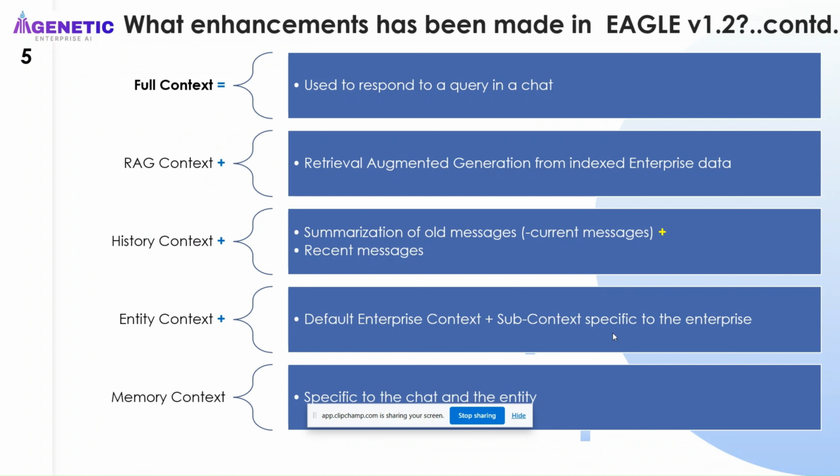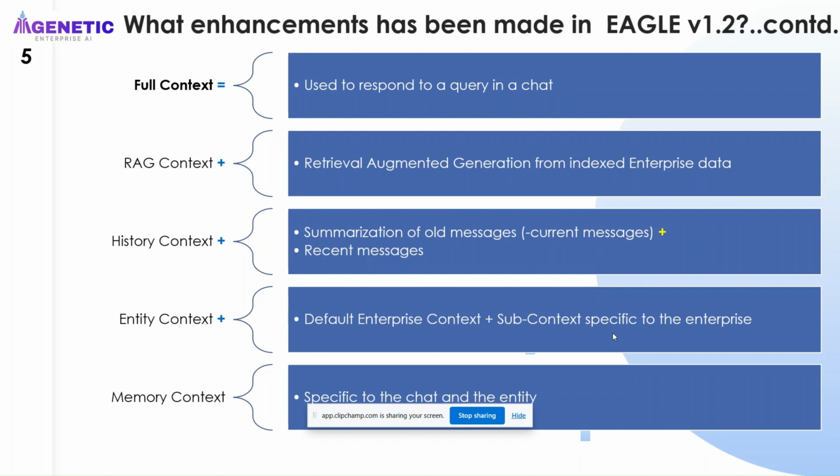Now, specific to the query which is raised, it finds the most relevant information out of that indexing of the enterprise data which has happened in advance. So that is what it retrieves, the relevant context for that particular query. Now, is that sufficient? Most of the people actually talk about RAG context. I think that's the most common thing which is told. But practically, it is not.